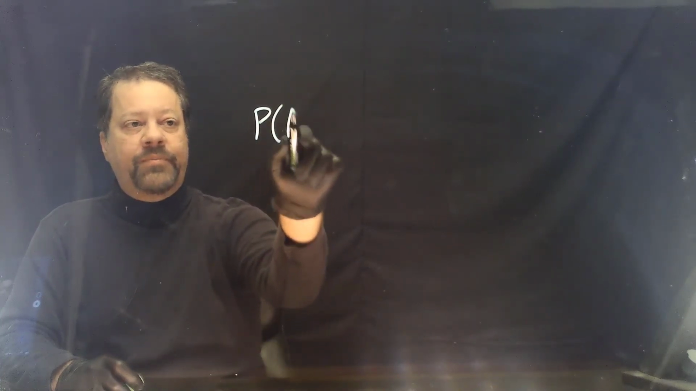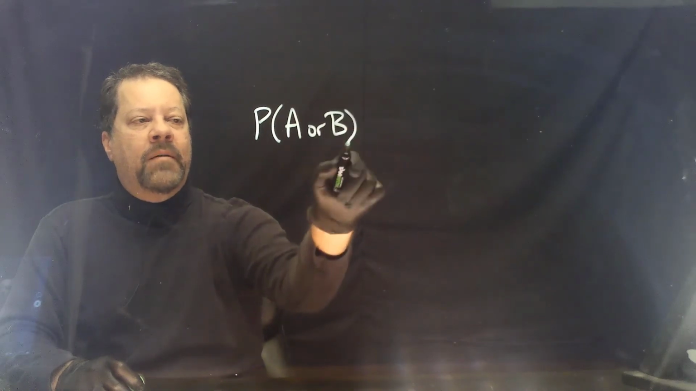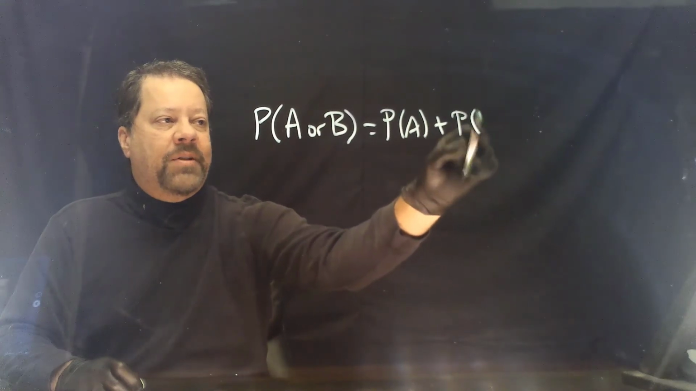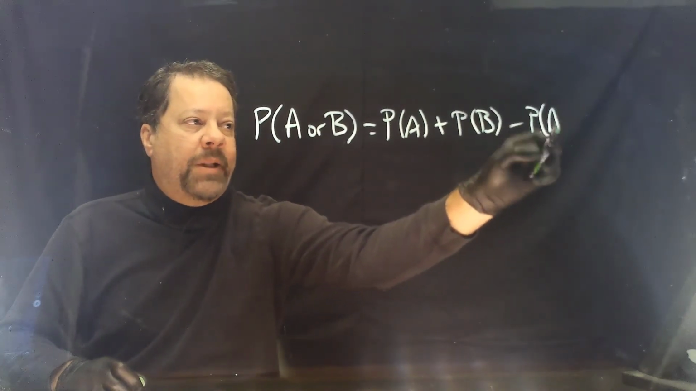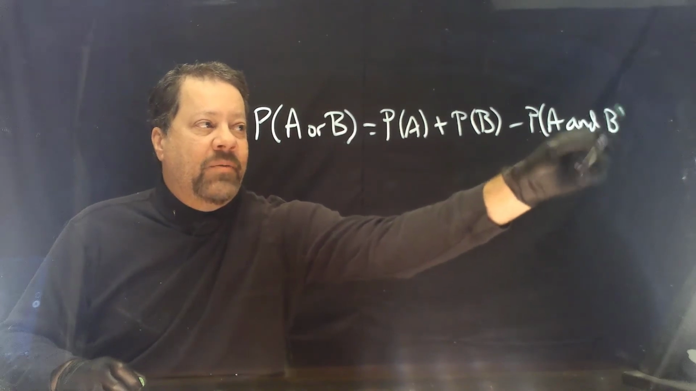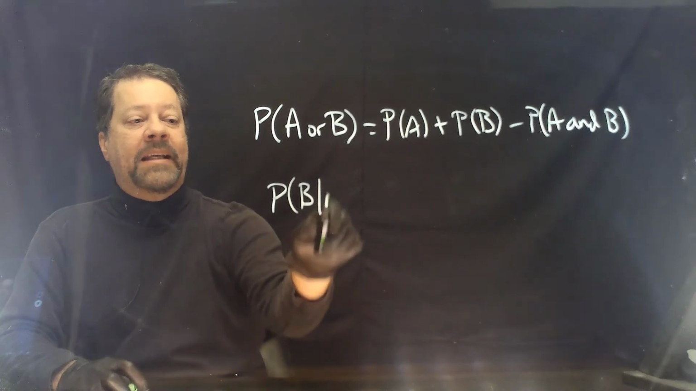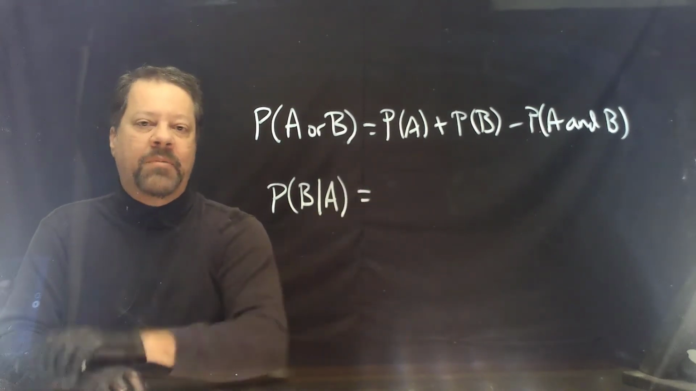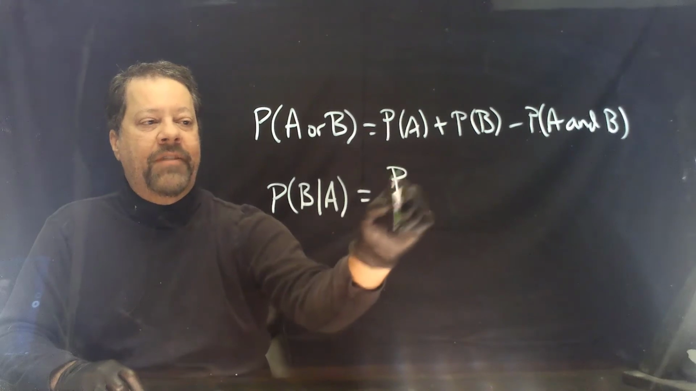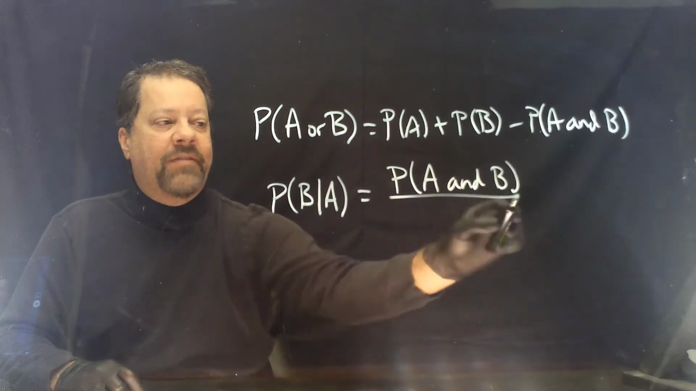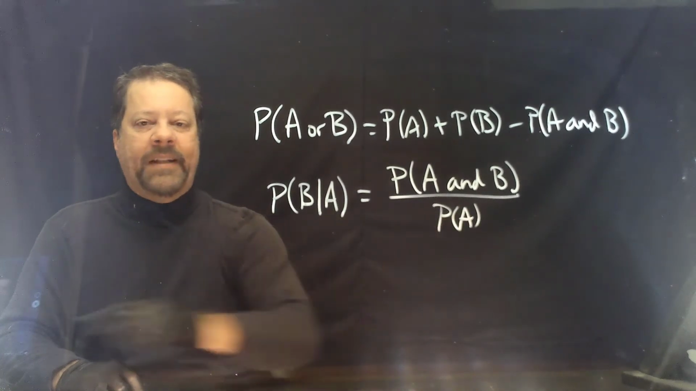So we've introduced a couple new formulas that you need to remember. First, the addition rule. The probability of event A or B is the probability of A plus the probability of B minus the probability of A and B, which subtracts out the double counting. The conditional probability of event B given event A is the probability of A and B divided by the probability of A.